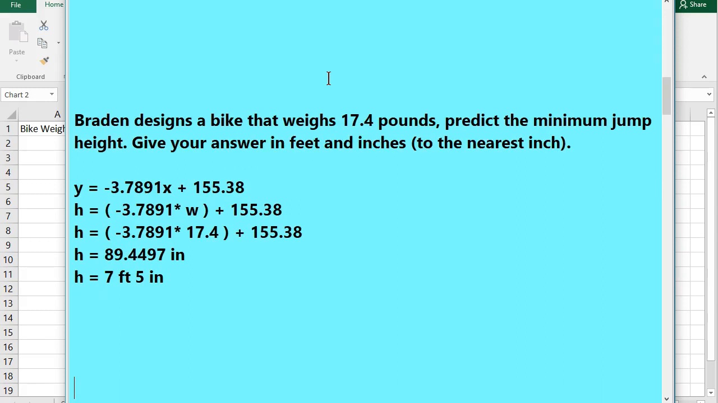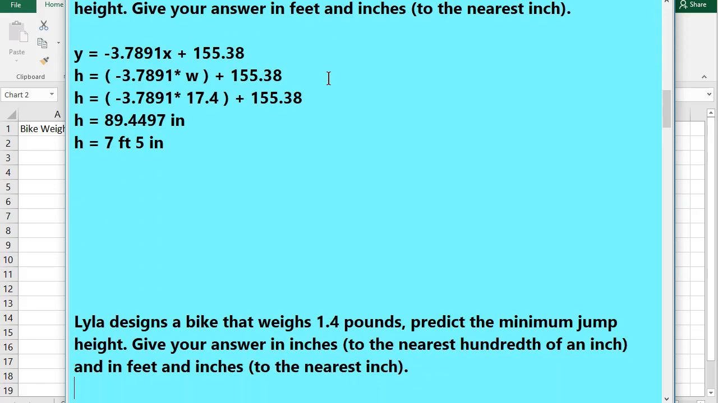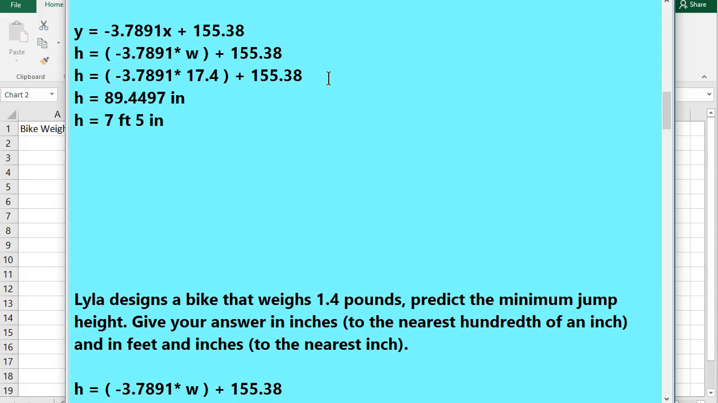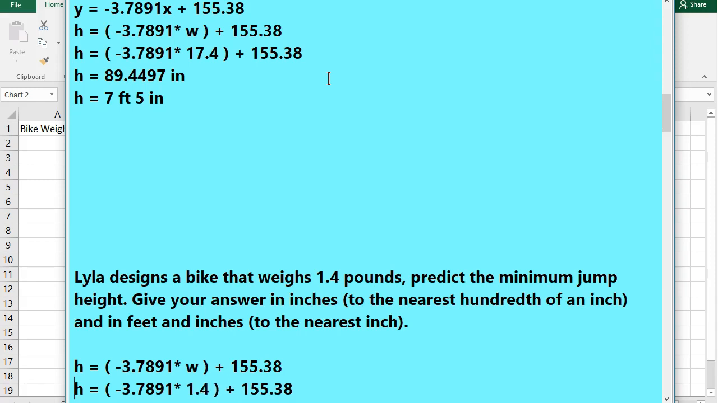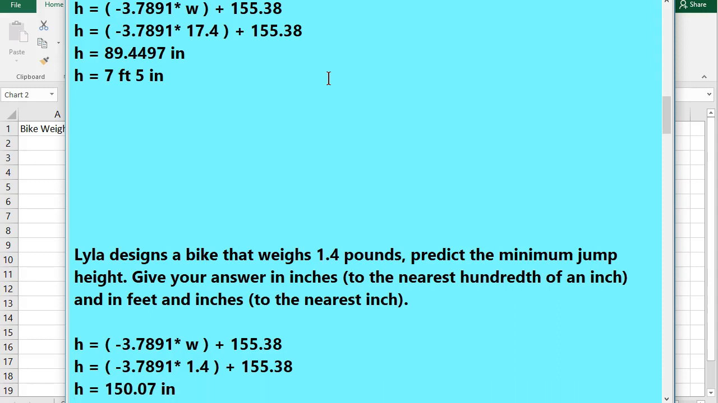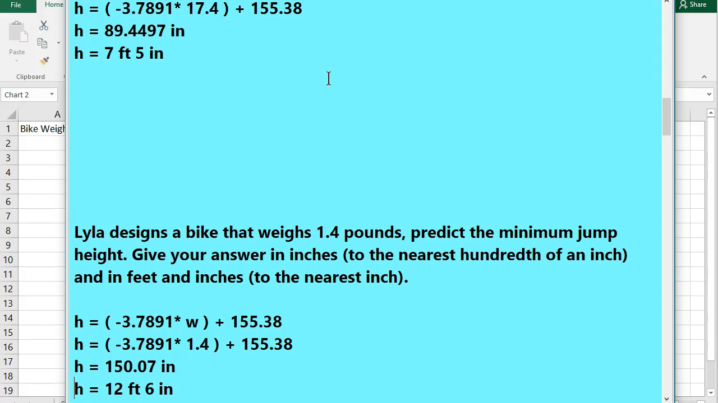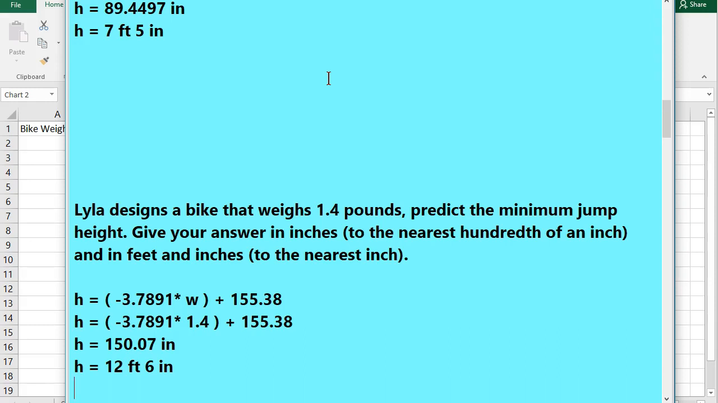Let's look at one more problem. Lila designs a bike that weighs 1.4 pounds. Predict the minimum jump height. Give your answer in inches and in feet and inches. So we're starting with the same formula we had in the previous problem. The height is equal to the negative 3.78 times the weight plus 155, which is the y-intercept. And we replace the w with the 1.4. Now we have a simple algebra problem, and we just work that out. And we get the height of 150.07 inches, and we convert that to feet and inches and get 12 feet 6 inches.